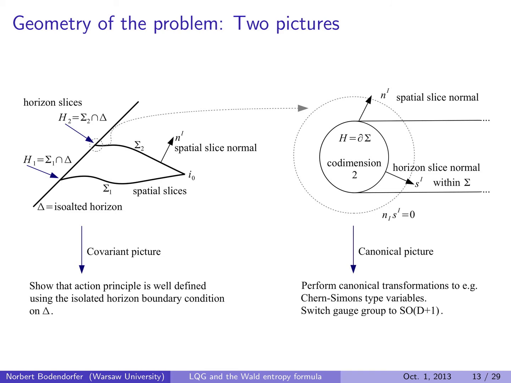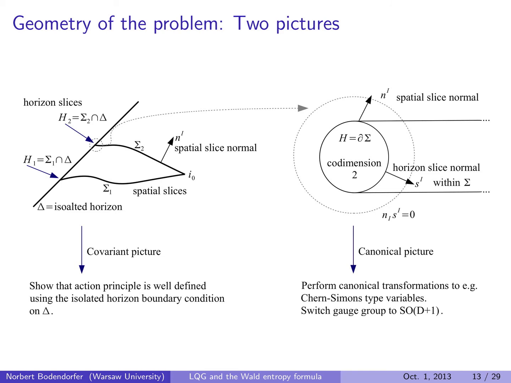So, however, what will be important is that a spatial slice has a normal. A normal of the spatial slice will always be called a small n in this talk. Here it's written in its internal version with the index ni. And then also, since the spatial slices terminate on the isolated horizon delta, you can consider their intersection and call it h, big H, just being the horizon slices we talked about before.